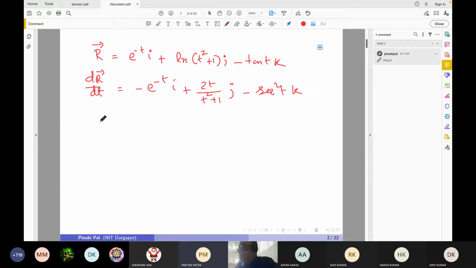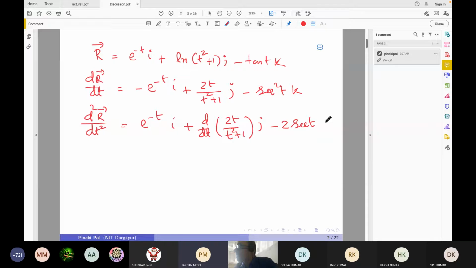This is a vector second order derivative. We can once again find it easily: e to the power minus ti, and this is not so simple, I leave it to you. And this is also 2 sec t and then sec t tan t, so sec square t tan t k. And this derivative, if you can calculate, you will find the result.